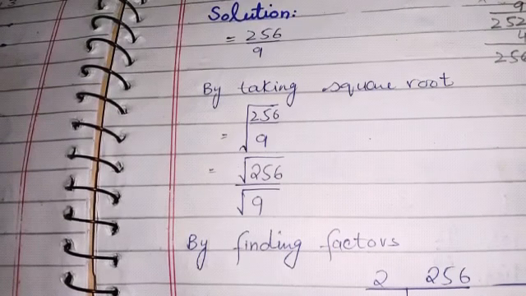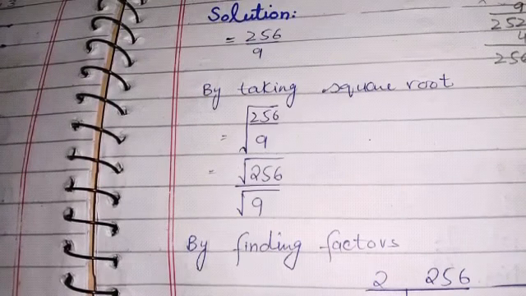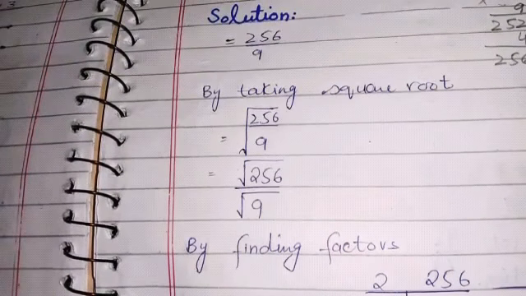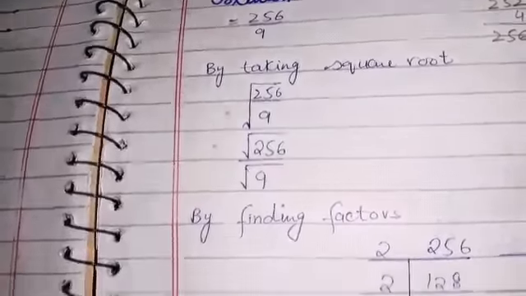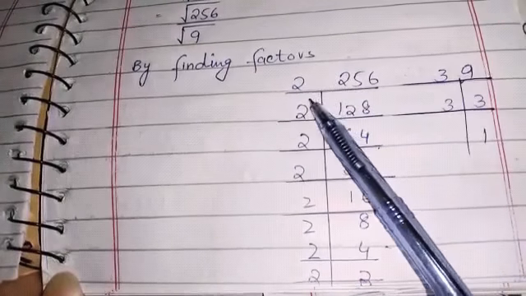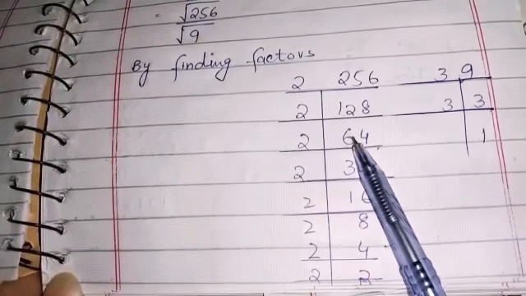You can use factorization method as well as division method. We will solve some questions with division method and some questions with factorization method, but you can choose any method of your choice. Now students, here are the factors of 256. When we divide it by 2, we get 128. When we divide it by 2, we get 64.